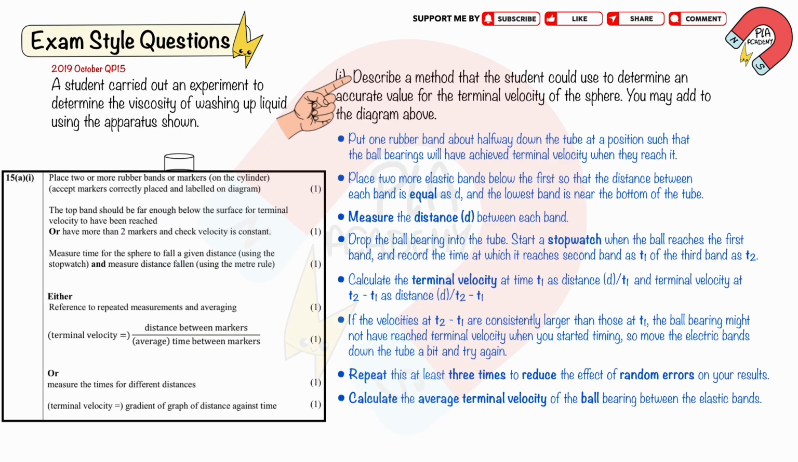You will get 5 marks from: place 2 or more rubber bands or markers on the cylinder. The top band should be far enough below the surface for terminal velocity to have been reached. Measure time for the sphere to fall a given distance and measure distance fallen. Reference to repeated measurements and averaging. Calculate the terminal velocity by dividing the distance between markers by the time between markers.